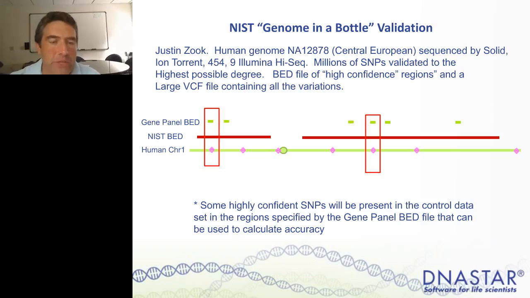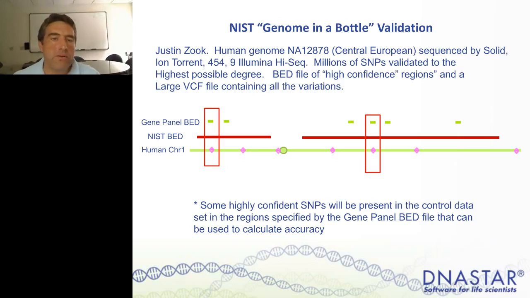The green line is human chromosome 1, and in human chromosome 1 there are some regions that are difficult to get accurate data. And so the NIST bed file, which is the red line, shows the regions on human chromosome 1, and this is an approximate drawing, that can be called, or SNPs can be called at a high degree of confidence. So it's 90% or so of human chromosome 1. So these are regions where SNP calls can be made at a high degree of confidence.